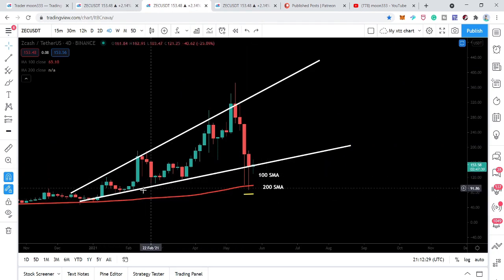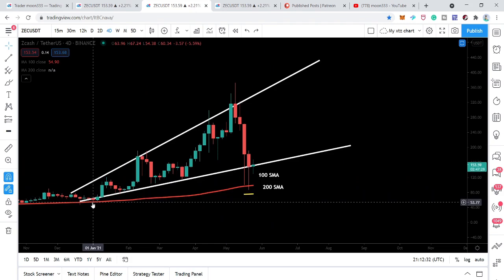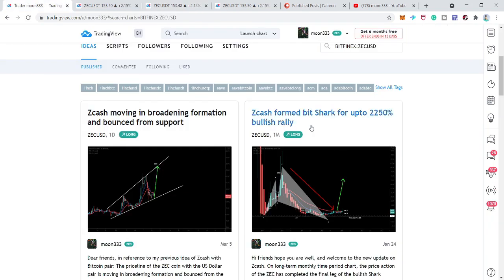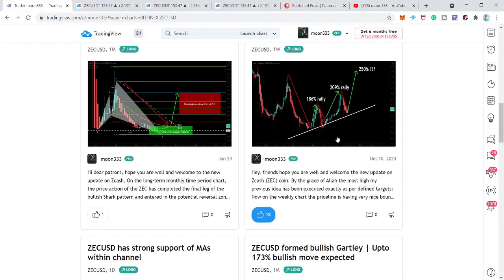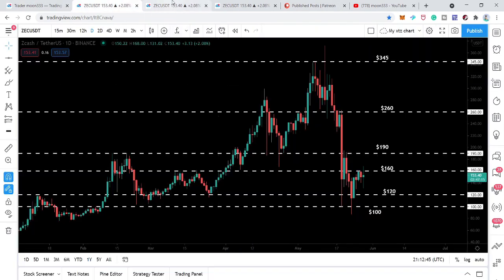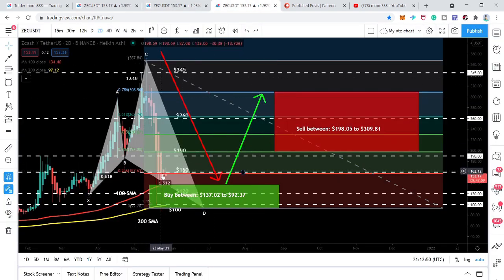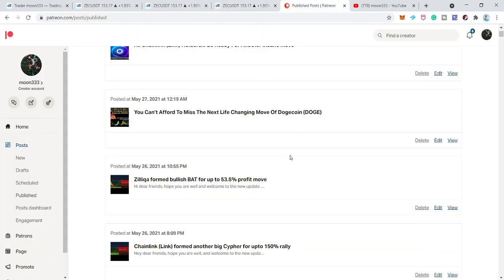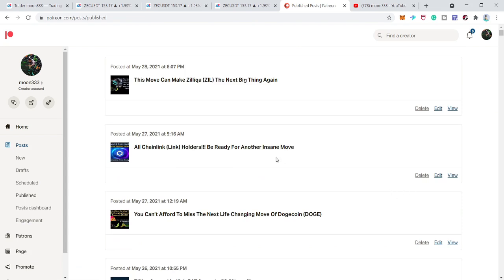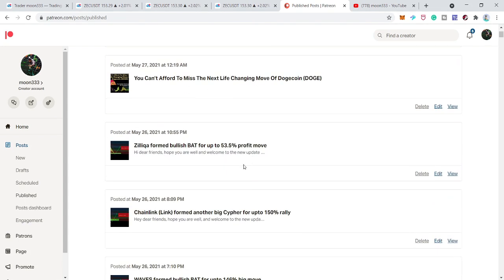Now, at the same time, the price line is at this very strong support of this broadening formation that we have been following since October 2020. This was a chart that I shared in October 2020, and the video as well. This is the same support. And we can see, while the price line is at the strongest support, at the same time, the price line has entered the buying zone of this bullish sharp move that I have also already shared on 26th of May.